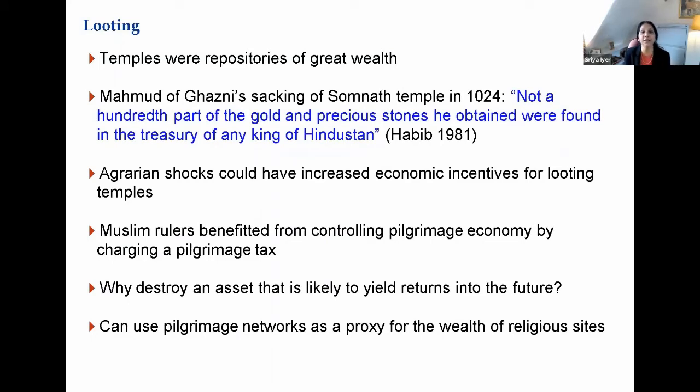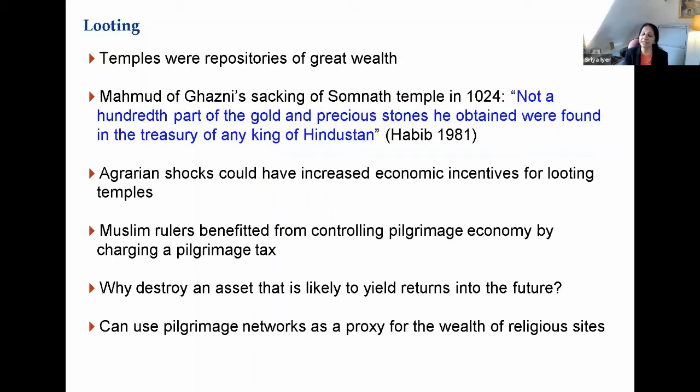Well, we know that the temples were great repositories of great wealth. And Irfan Habib, in his account of the sacking of the Somnath temple, which I showed you, says, when Muhammad of Ghazni sacked this temple, not 100 part of the gold and precious stones he obtained were found in the treasury of any king of Hindustan. Now, it could be that agrarian shocks increased the economic incentives for looting temples.